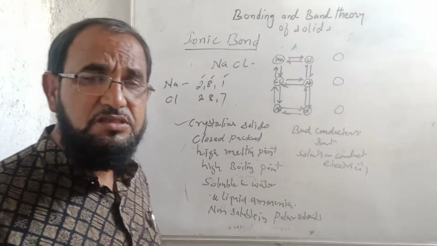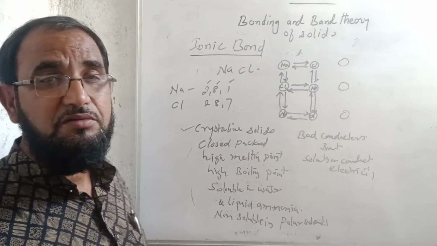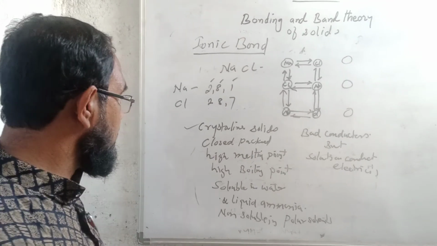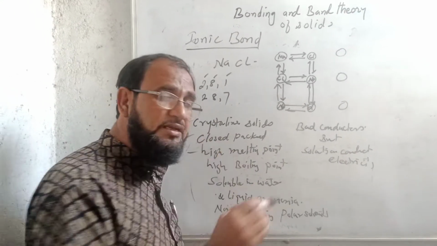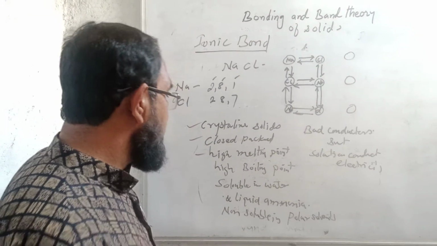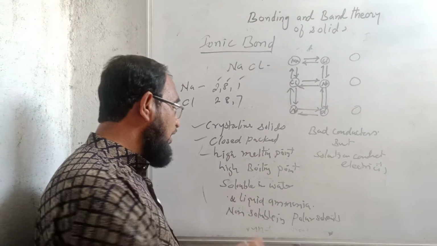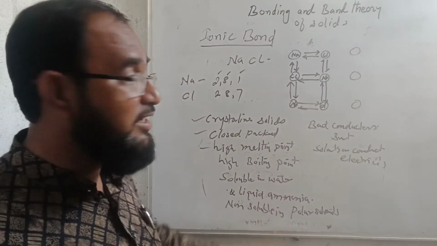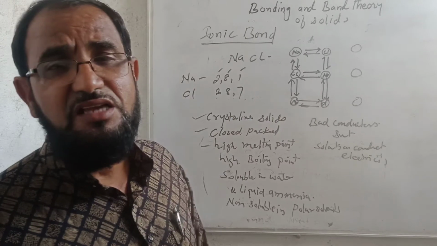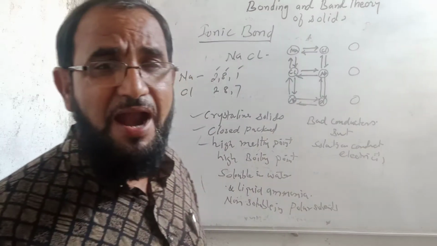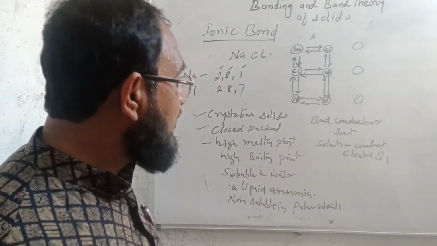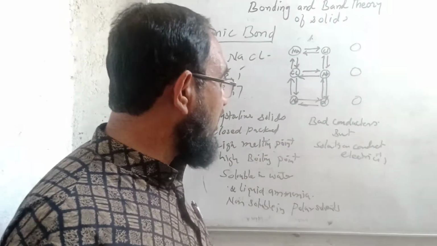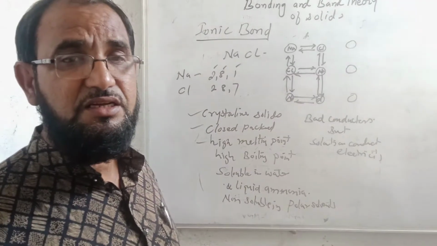These bonds form crystalline solids. These compounds are closely packed atoms or closely packed molecules. They have high melting points and high boiling points. They are soluble in water and liquid ammonia, but they are non-soluble in polar liquids. Moreover, they are bad conductors of heat and electricity, but their solutions, if we dissolve them, are good conductors of electricity.